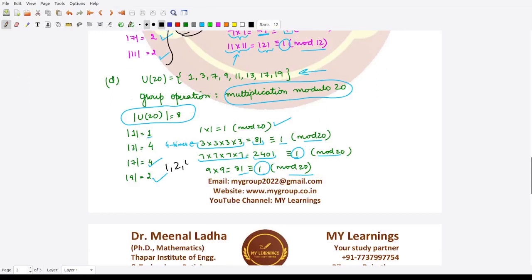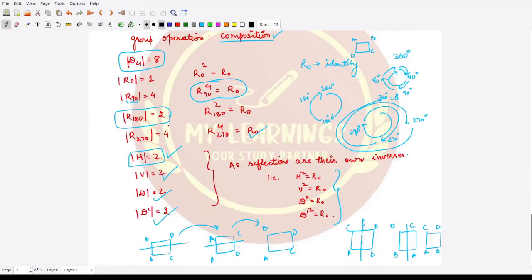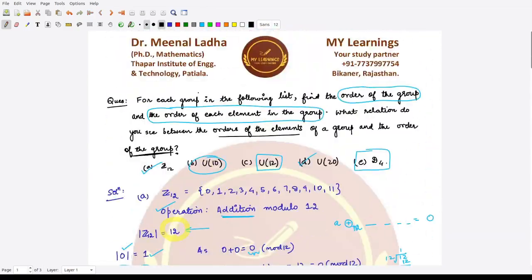What about the next part? You see 1, 2 and 4 are the orders of each element. So they are clearly the divisors of 8. What about the last one? In the last one, you can see that the order of elements is 1, 2 and 4, which are clearly divisors of the order of the group, which is 8. Hence, we can say that the relationship between the order of the elements and the order of the group is that the order of elements always divides the order of the group.